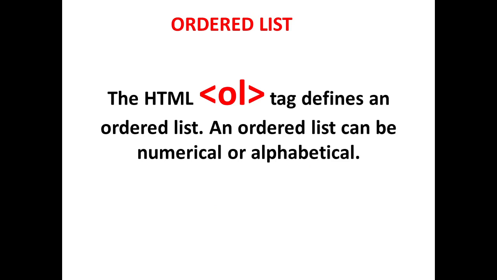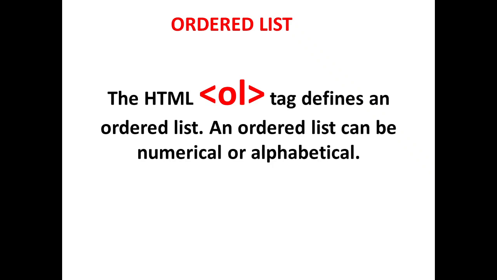Now coming straight away to the tags that are needed to create an ordered list. The main tag for creating an ordered list is the OL tag. The O stands for ordered, L stands for list. As you are all well aware, all the tags should be given inside an angular bracket.